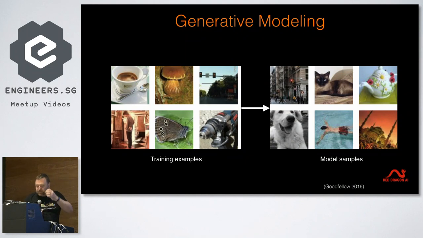If you look at some examples here, we've got a whole bunch of training examples, and we want to be able to reproduce images that are similar to these images, but are not going to be exactly the same images. So we're building generative networks.